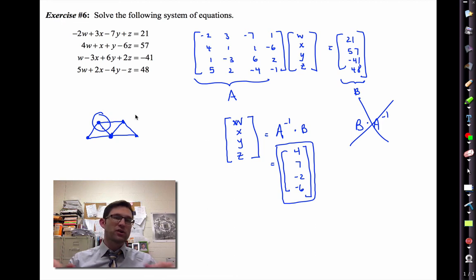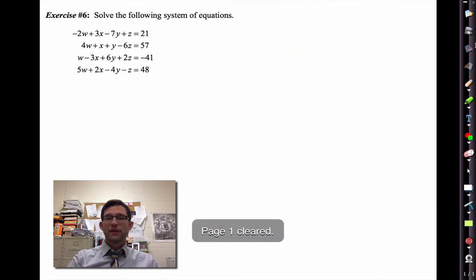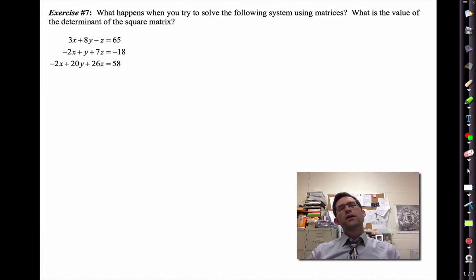Now there's a lot of open questions. How do we find the inverse matrix? That requires a lot of work, very, very ugly, and again, something that obviously you can program a calculator to do. Okay, so let me clear this out, and let's do one last problem. Okay, number 7 says, what happens when you try to solve the following system using matrices?